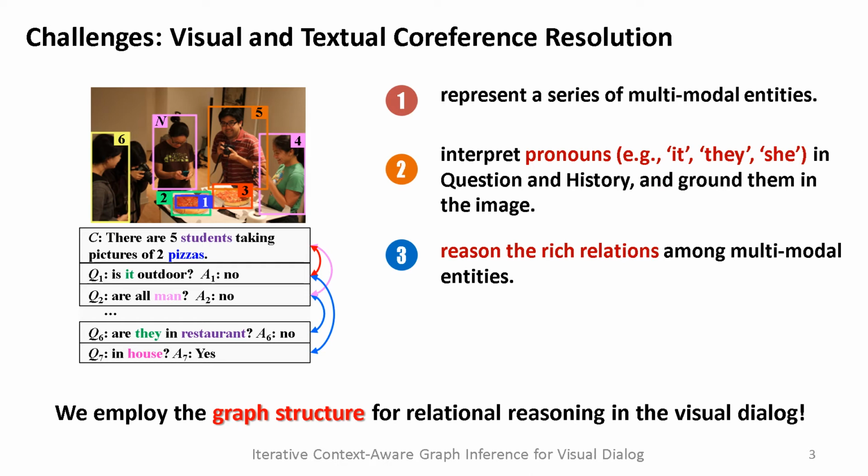The challenge existing in visual dialog is visual and textual coreference resolution. It requires the agent to understand a series of multimodal entities. As questions usually contain pronouns, for example, it, they, she, it has to interpret pronouns and some abbreviated sentences. After that, reasoning about the relations among these multimodal entities is helpful for answer prediction. For relational reasoning, the graph structure is a good choice.